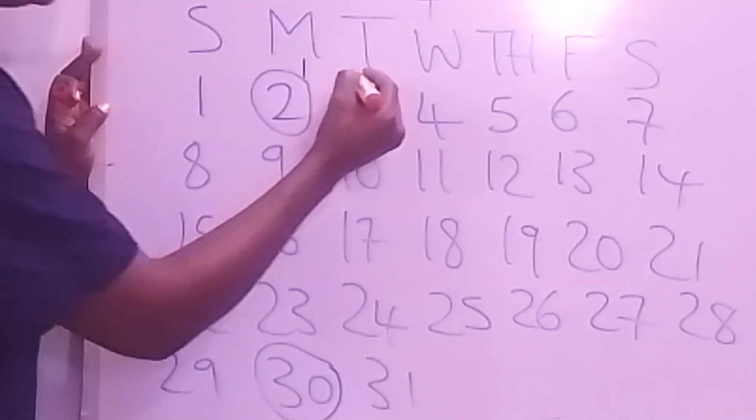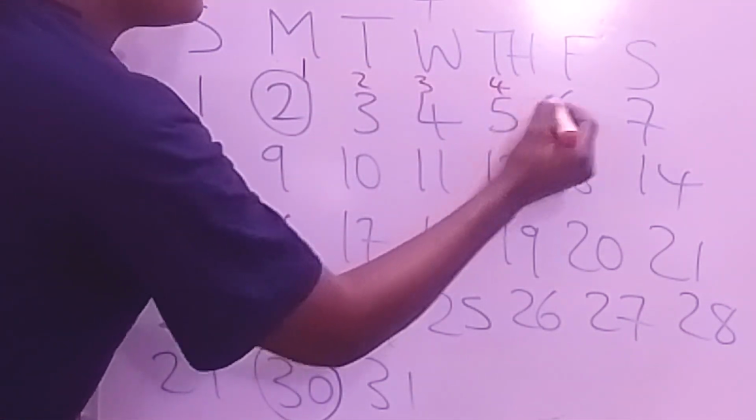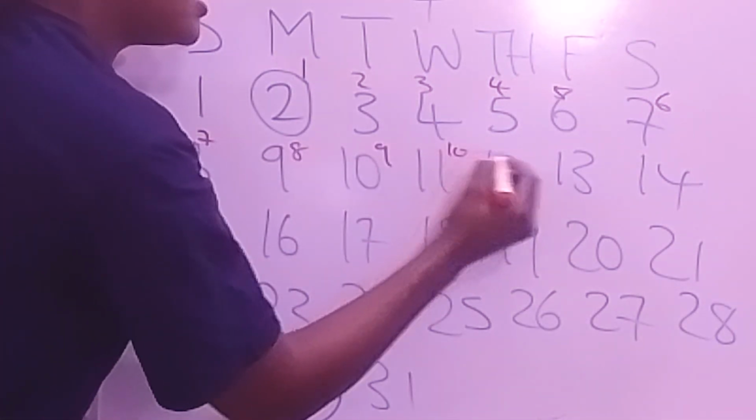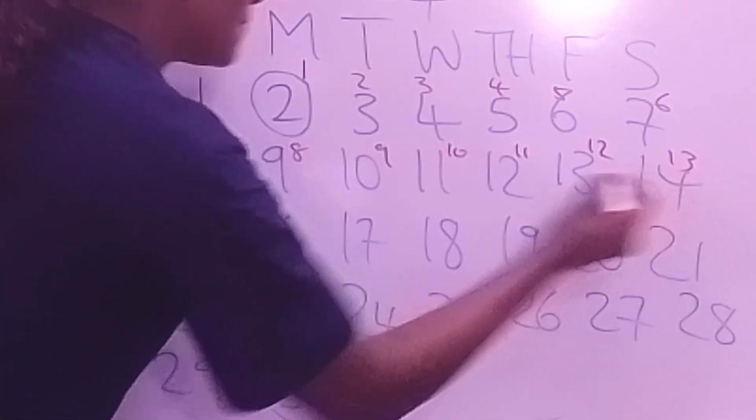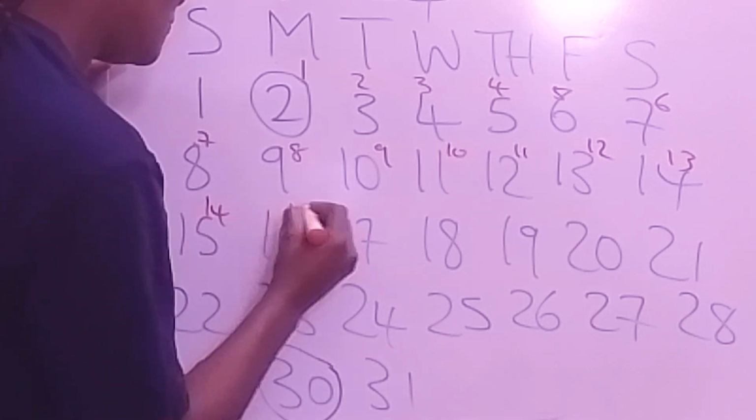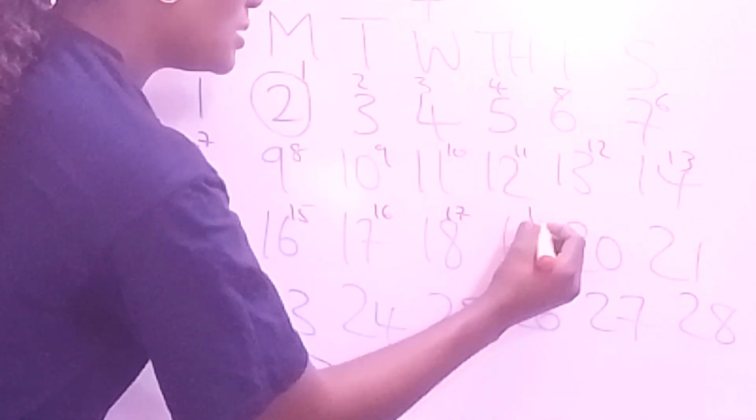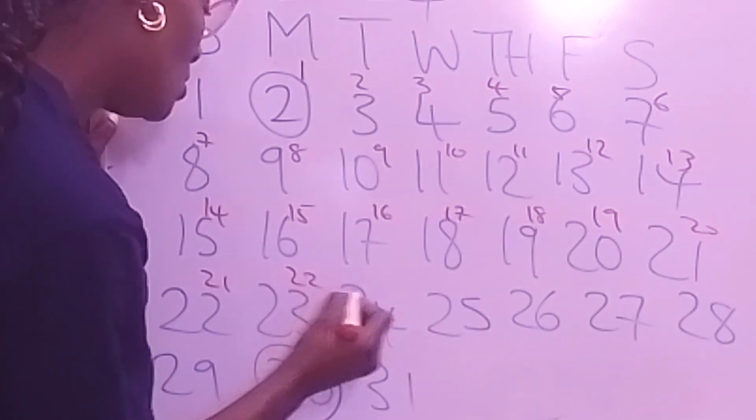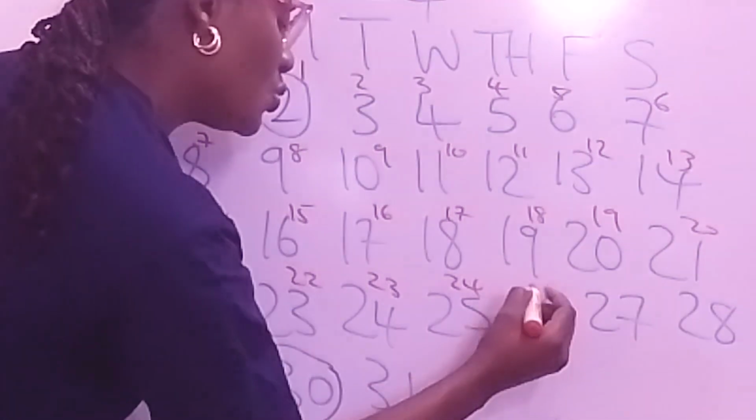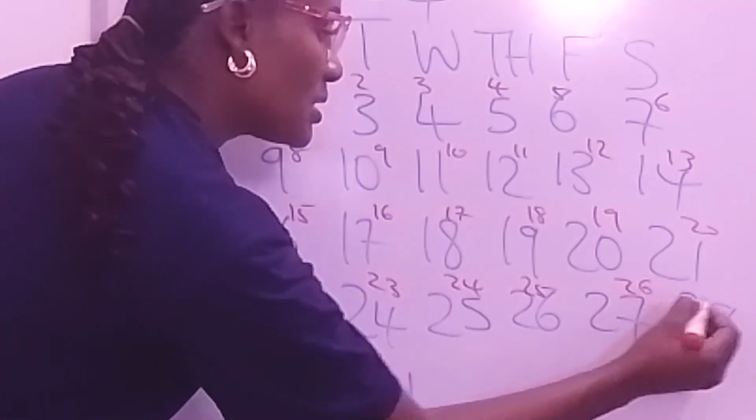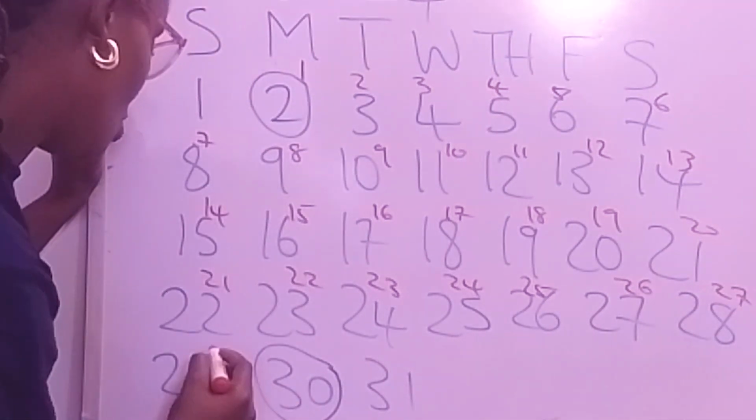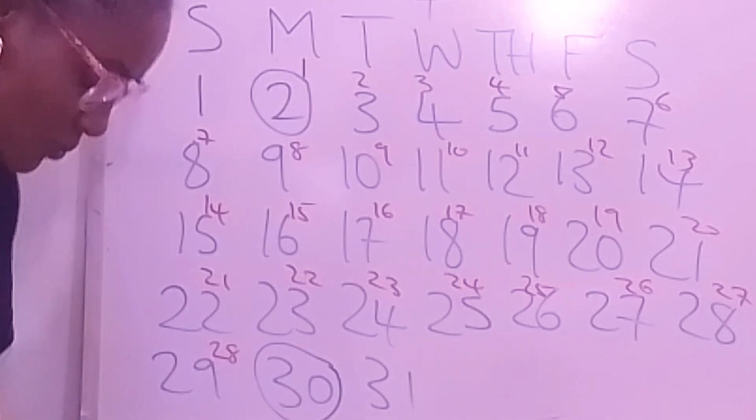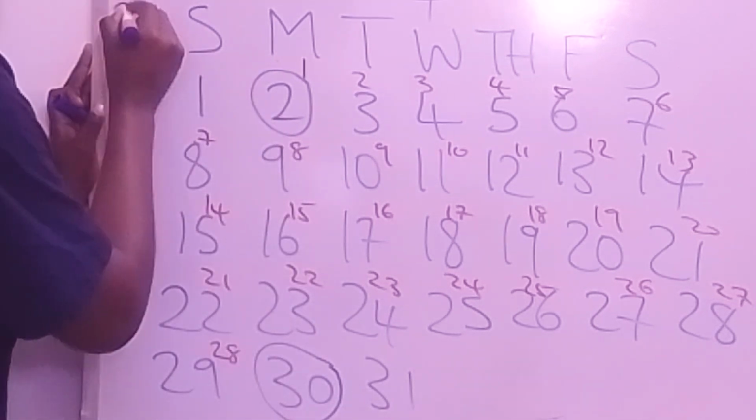So this is the one, the next one is the 2, 3, 4, 5, 6, 7, 8, 9, 10, 11, 12, 13, 14, 15, 16, 17, 18, 19, 20, 21, 22, 23, 24, 25, 26, 27, 28. So this is a 28 days menstrual cycle. Let's write it down, 28.